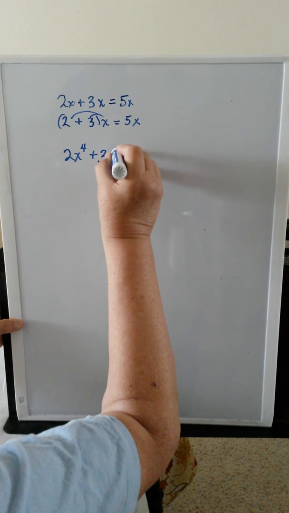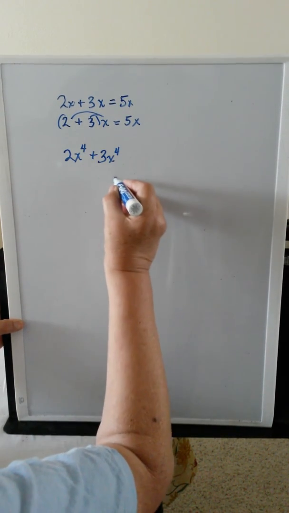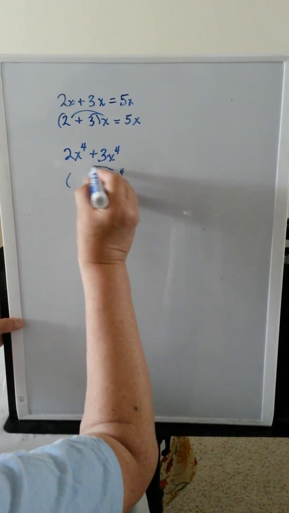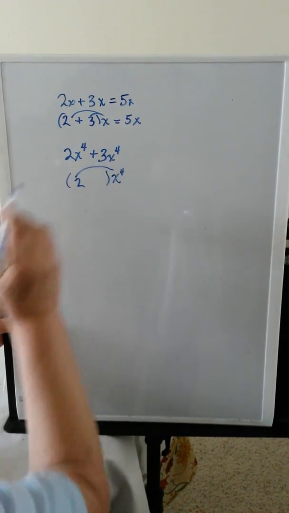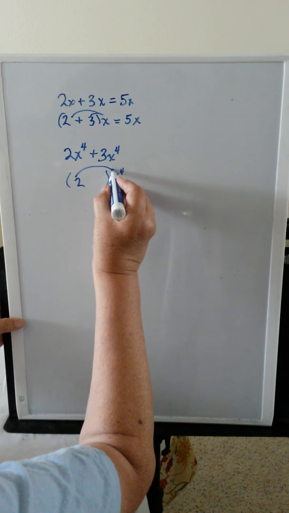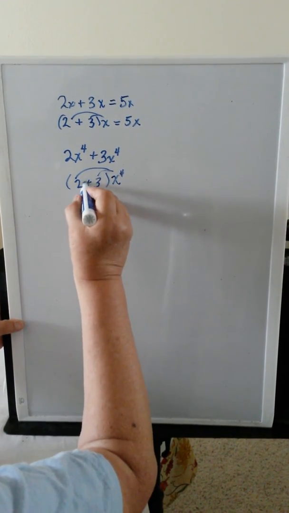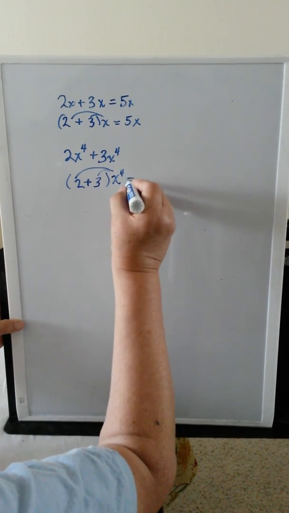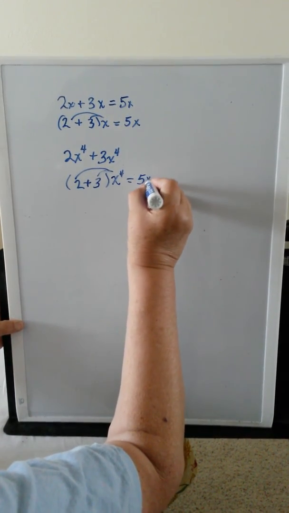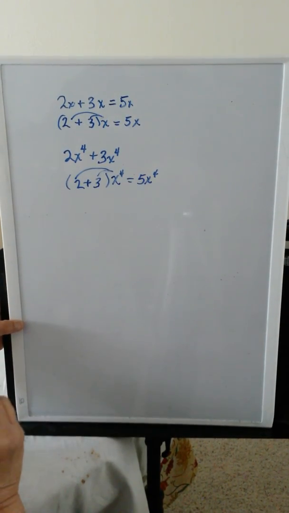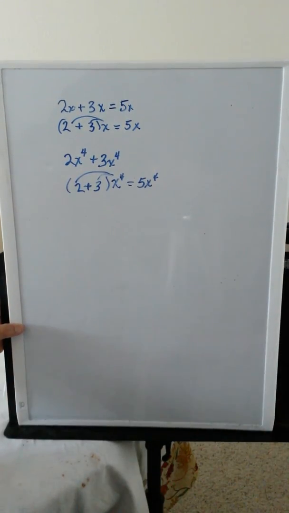Okay, so if we had exponents involved, something like 2x to the 4th plus 3x to the 4th, we could do the same distributive property. x to the 4th times 2 would give me the first term, 2x to the 4th, and x to the 4th times 3 would give me the second one. And then the 2 plus 3 adds, and it's 5x to the 4th. So we see nothing happens to the exponent. It stays the same.